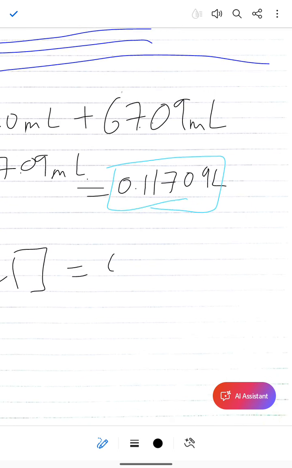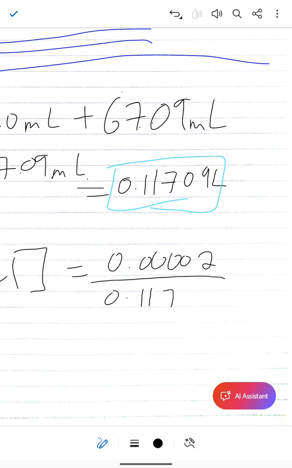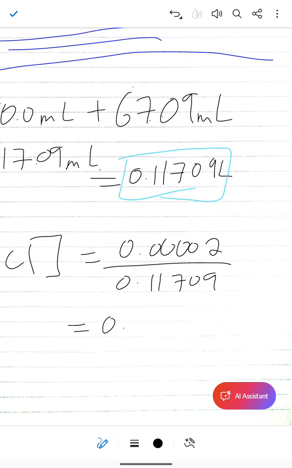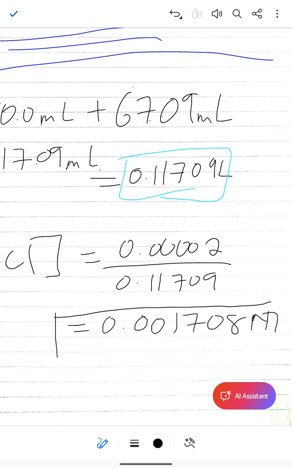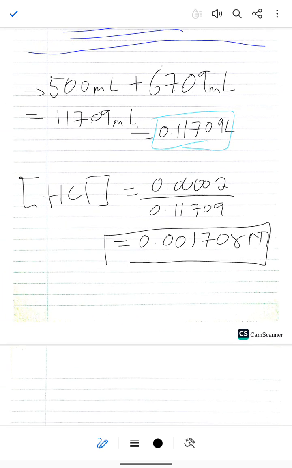And remember, the moles of HCl that was remaining was 0.002, and the total volume we just calculated here, 0.11709. And then if you press your calculator, this will simply be 0.001708. So that's the concentration of the HCl that is remaining. So now, what can we do? We can use this to find our pH, right? We can use HCl to find our pH.